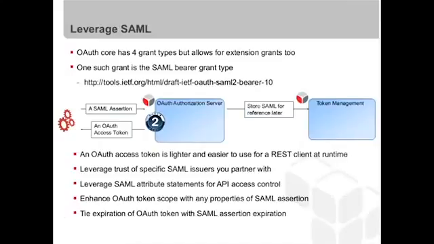So how do you leverage SAML with your API access control? Now remember that OAuth has 4 different core grant types, but also allows for extension grant types. And one such grant type is the SAML bearer one. So the idea with that is that you've got an attachment specification that describes how an OAuth client, the API client, would exchange a SAML assertion with an OAuth authorization server in exchange for an OAuth access token.